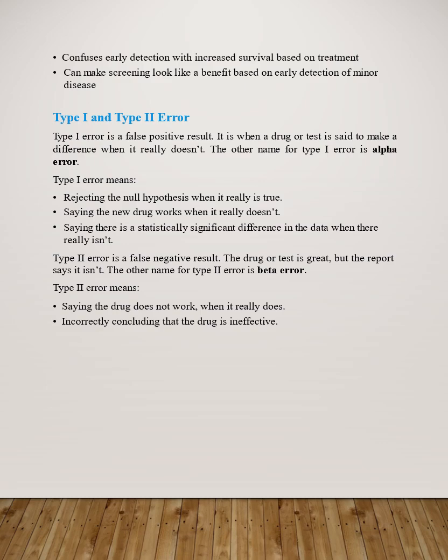Then there are so-called type 2 errors, which are false negative results. The drug or the test is great, but the report says that it isn't. The other name of type 2 error is beta error. Type 2 error means, number 1, saying the drug does not work when it really does, and number 2, incorrectly concluding that the drug is ineffective.